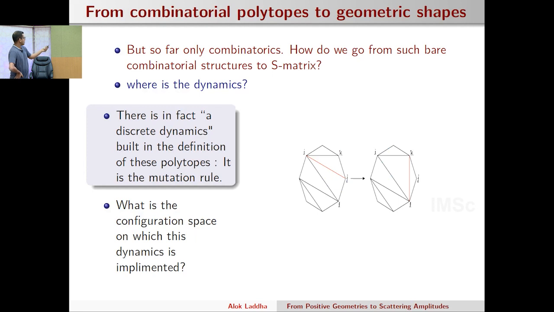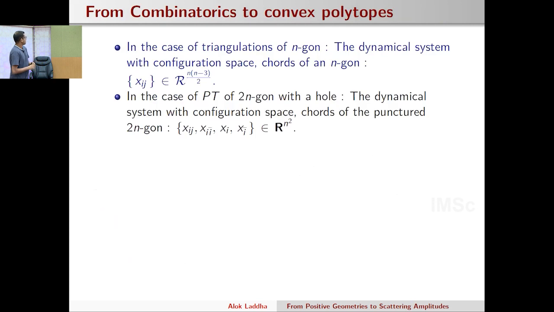But of course, to implement these dynamics, I have to tell you what is the configuration space on which I'm implementing these dynamics. And it's natural to understand what the configuration space is, because we can associate to each chord of an n-gon, for example, a real variable. For an n-gon, there are n times (n minus 3) over 2 possible chords you can draw. So that's the dimension of the configuration space. The X's are all real variables.